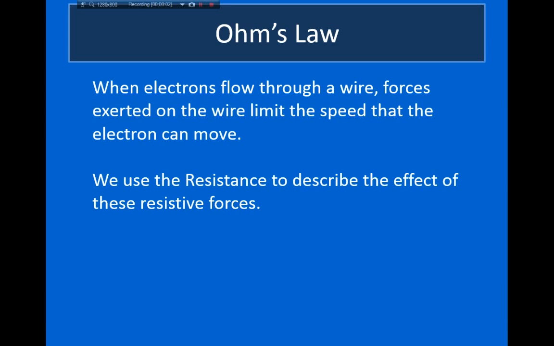Hello and welcome back. In this video, I want to discuss Ohm's law, which describes the relationship between something called resistance and the current that flows through a wire. Now it turns out that when electrons move through a wire, there are resistive forces that are exerted on these electrons, which limit their speed. We describe the effect of these forces with a quantity that's called the resistance.